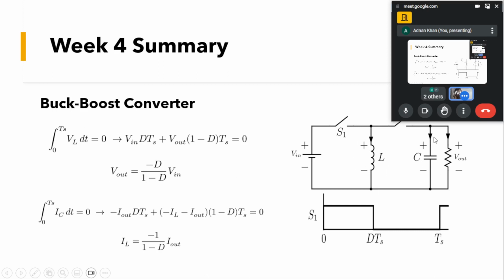Now we'll be applying charge balance across this capacitor. We know that for one time interval, IC is equal to minus I out when this switch is on, and equal to minus IL minus I out when this switch is off and this switch is on. Similarly, you saw that IL will be equal to minus 1 divided by 1 minus D times I out. What this means is that the current will not flow in this direction, it will flow in the opposite direction.